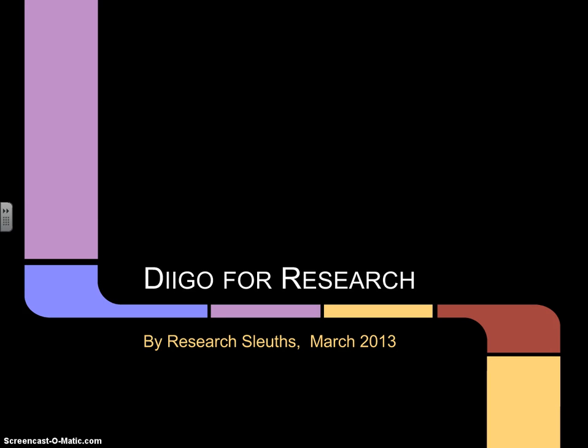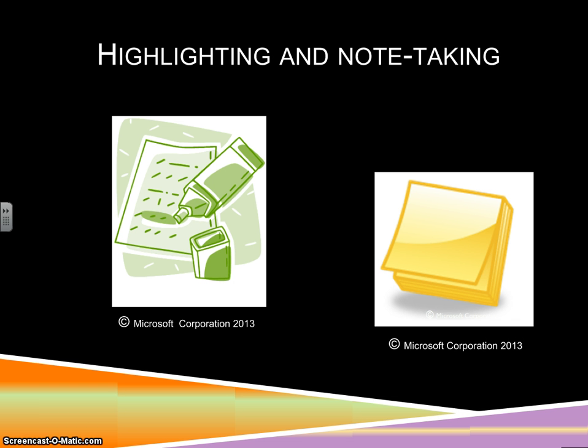In this presentation, we're going to discuss a new tool for research called Diigo. In the old days, when we did research, we would scan the pages from books, magazines, and journals and print them out, or we would print information we would find on the web.